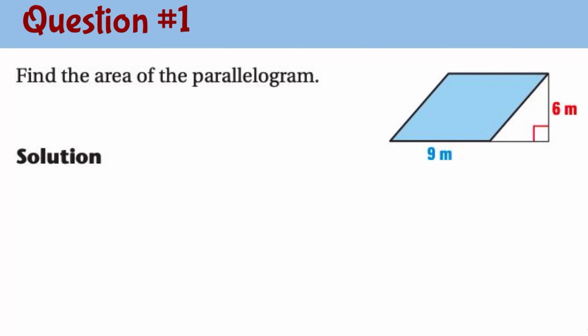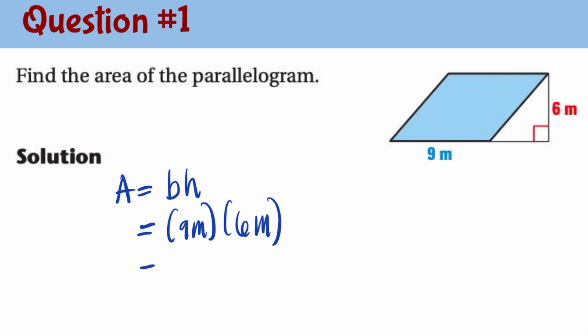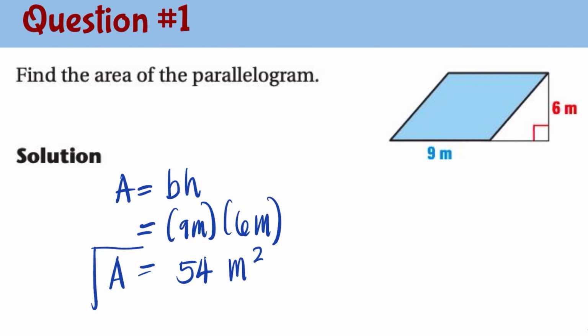Question number 1. Find the area of the parallelogram on the right. The formula for the area of a parallelogram is base times height. And in this parallelogram, the base is 9 meters and the height is 6 meters. So when you multiply 9 times 6, that's 54. And the unit for the area is square units. So the area for this parallelogram is 54 square meters.